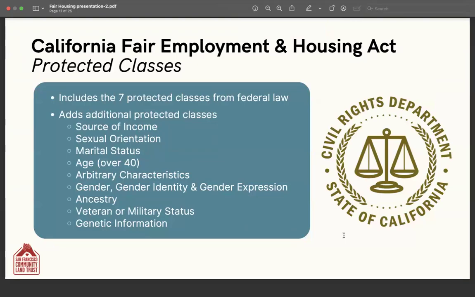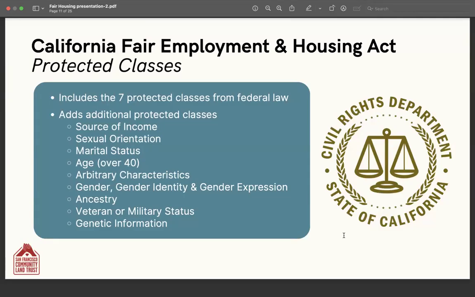So going to the state level, let's take a look at California's Fair Employment and Housing Act, which includes the 7 protected classes from the federal law that we talked about earlier, and then it adds additional protected classes, which include a source of income. You can't discriminate against someone based on where they get their income from. Sexual orientation is included as a protected class, marital status, age, specifically those over the age of 40.